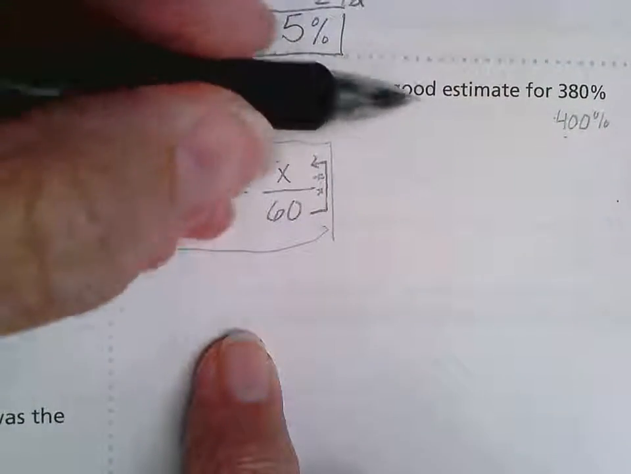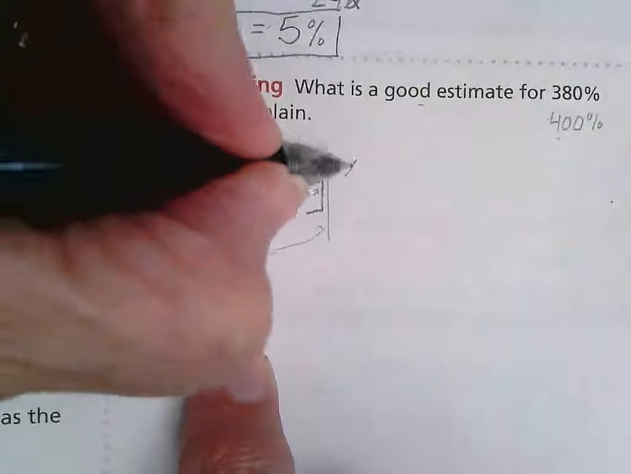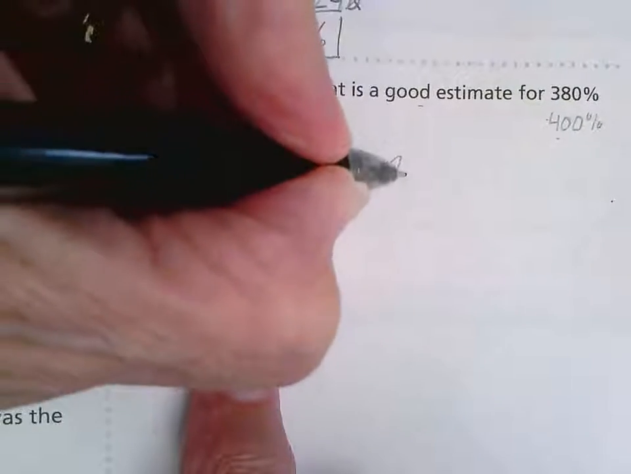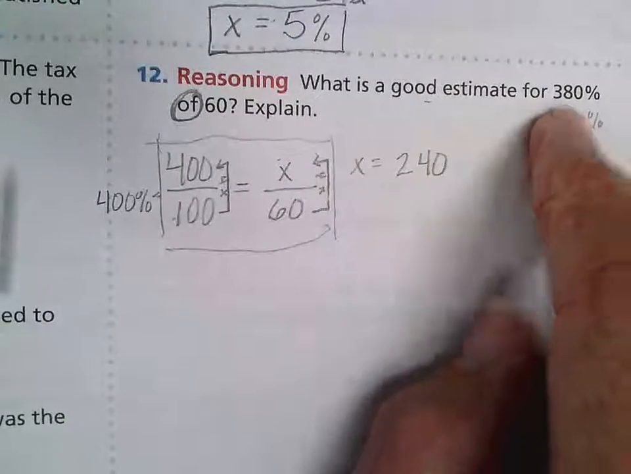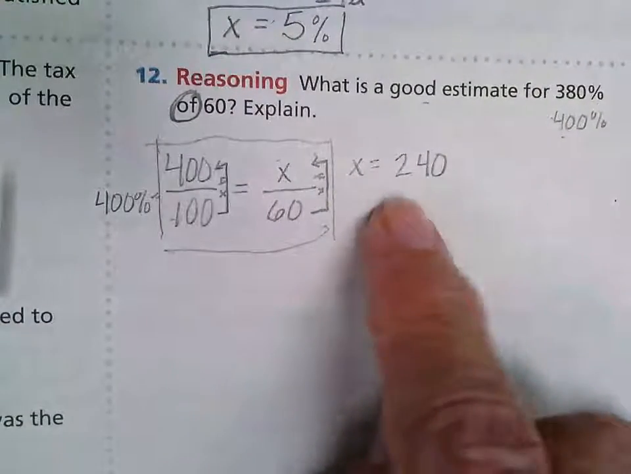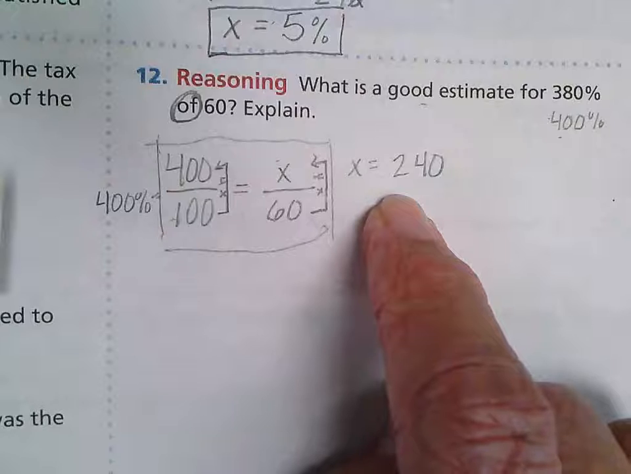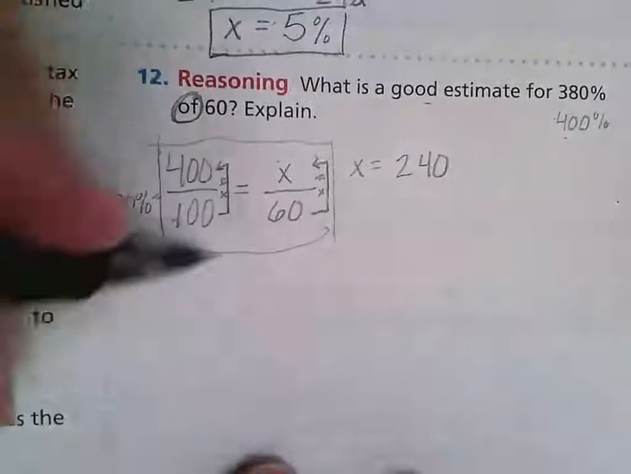So, what is a good estimate of 380% of 60? Well, I would say a good estimate would be 240.